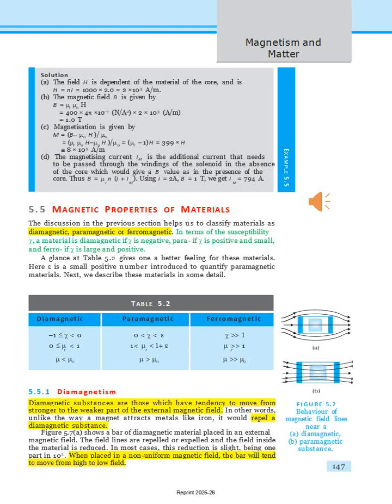Diamagnetism. Diamagnetic substances are those which have a tendency to move from the stronger to the weaker part of the external magnetic field. In other words, unlike the way a magnet attracts metals like iron, it would repel a diamagnetic substance. Figure 5.7 shows a bar of diamagnetic material placed in an external magnetic field. The field lines are repelled or expelled and the field inside the material is reduced. In most cases, this reduction is slight, being 1 part in 10⁵. When placed in a non-uniform magnetic field, the bar will tend to move from high to low field.